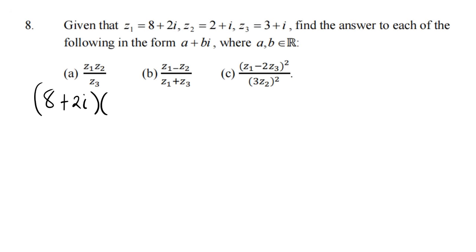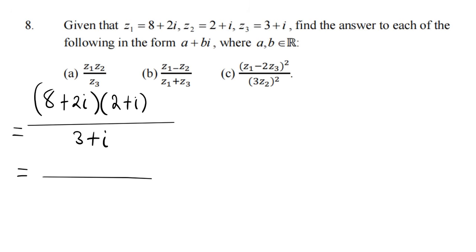Then z2 is 2 plus i, divided by z3. z3 is 3 plus i. Then we just need to solve this expression. So in this case, what do we have? We distribute what we have on top, or we expand actually.